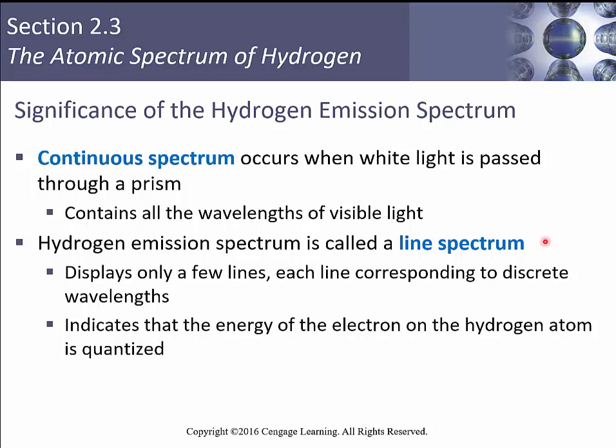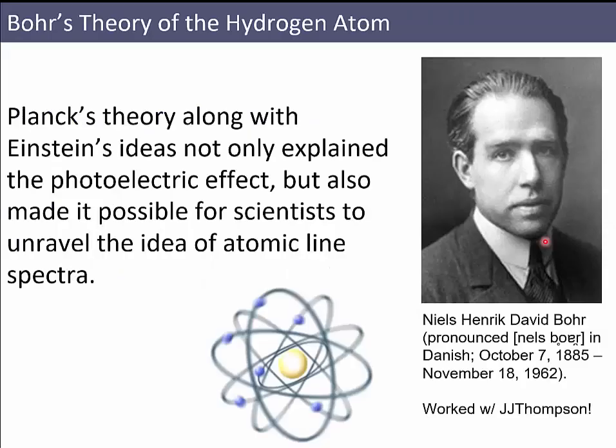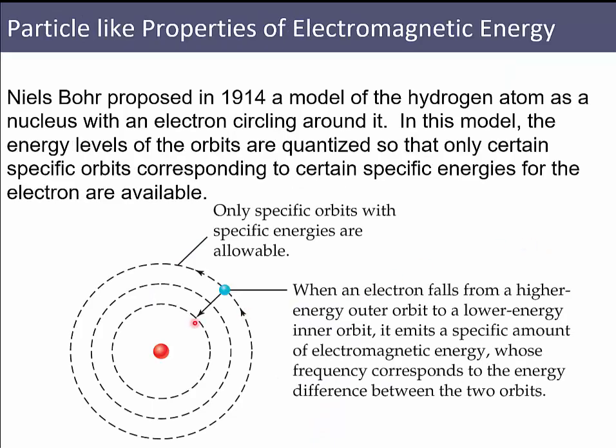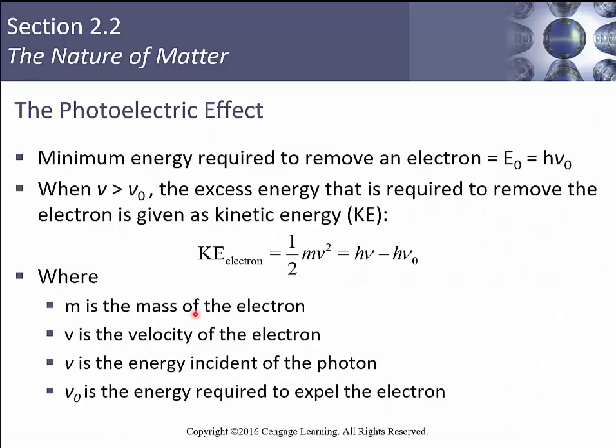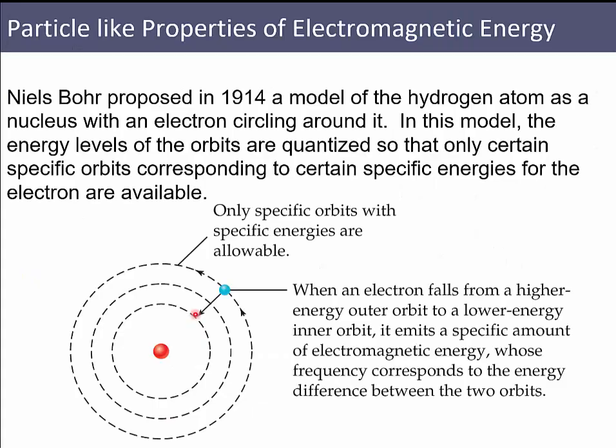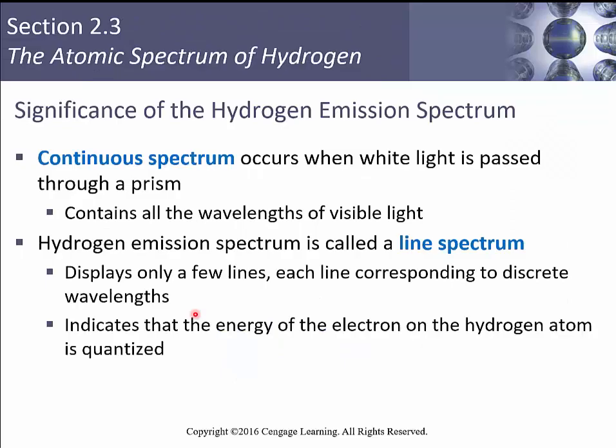Only a couple of lines are visible, and each line corresponds to discrete wavelengths of light, and those discrete wavelengths of light are going to correspond to these transitions from one racetrack to another, from one orbit to another orbit, because only certain ones are allowed. So that's why we're only going to get particular wavelengths of light out.